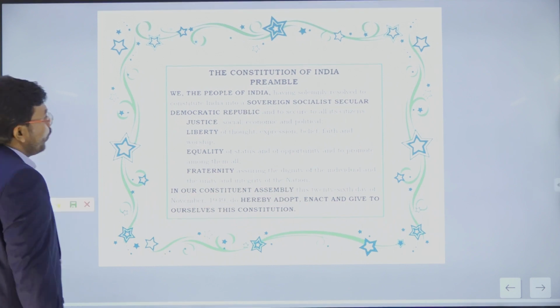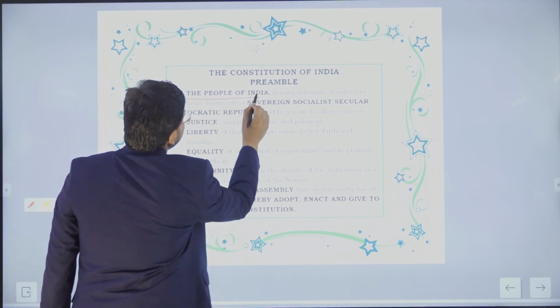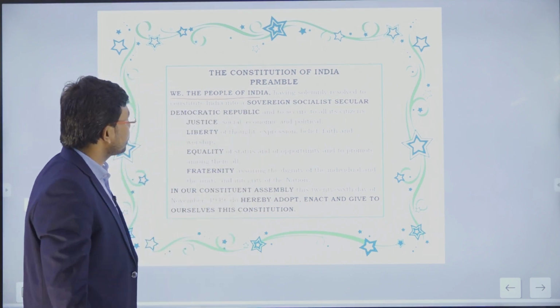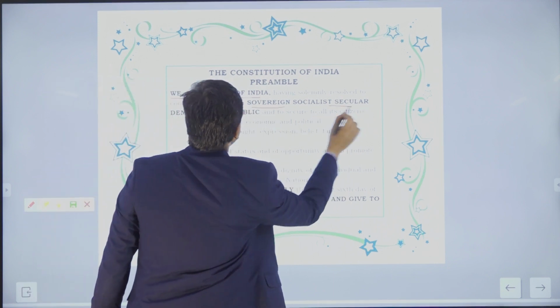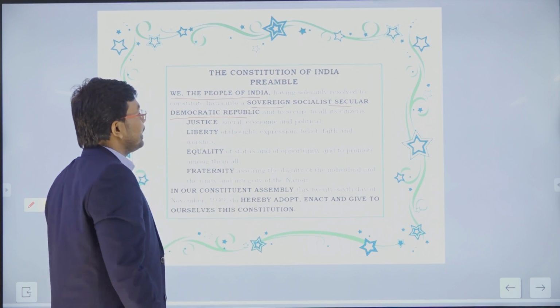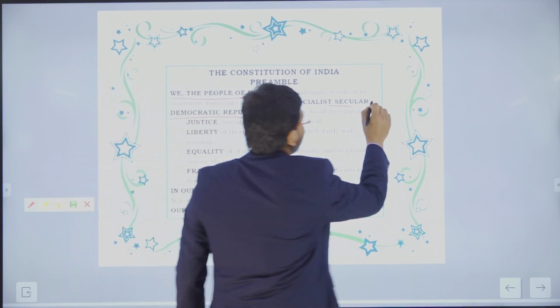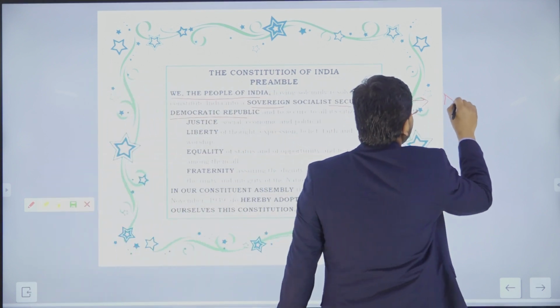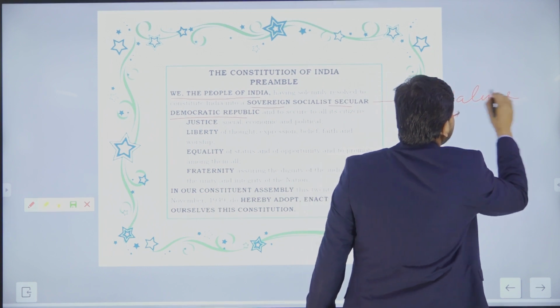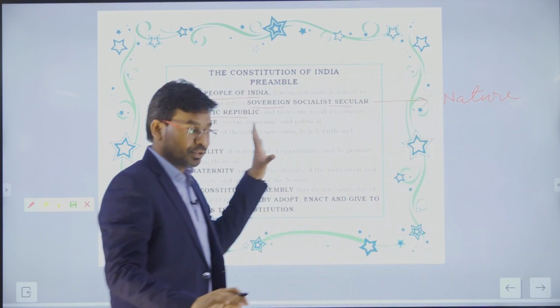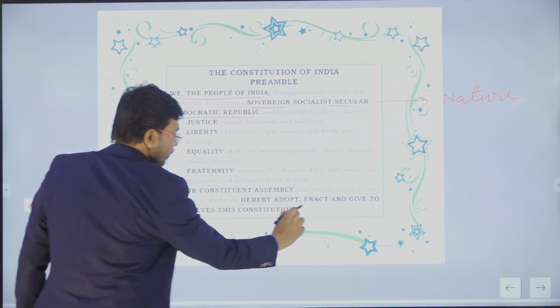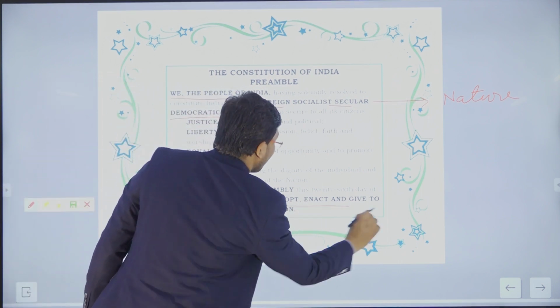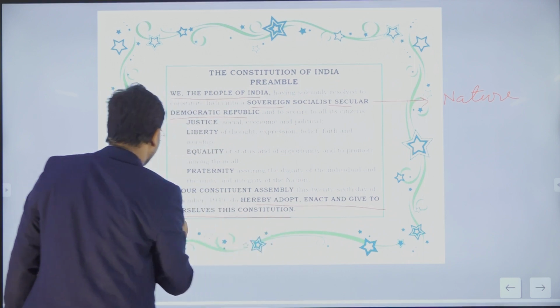It says, we the people of India, having solemnly resolved to constitute India into a sovereign, socialist, secular, democratic republic. So these keywords talk about the nature of the Constitution of India. Then we, the people of India, and in the last part, hereby adopt, enact and give to ourselves this Constitution.